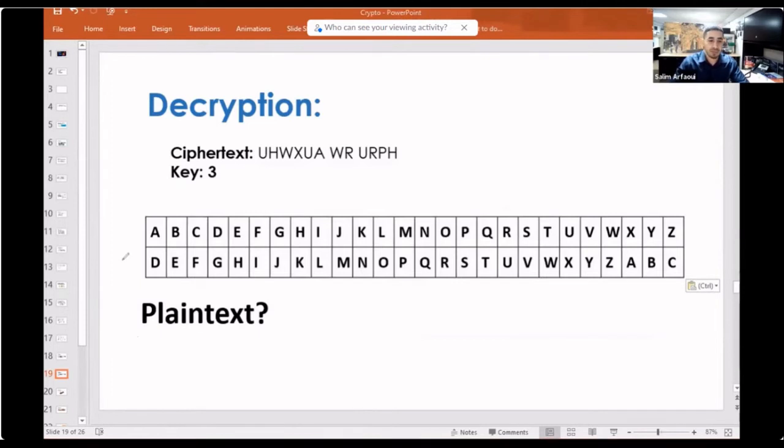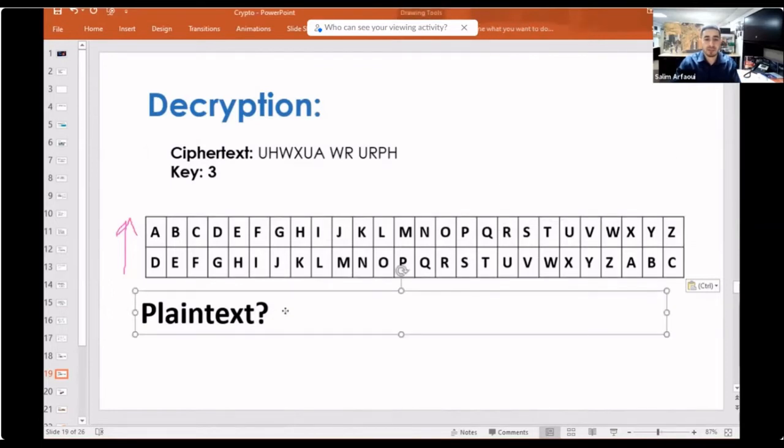Now we're going in this direction, so we're going from cipher to plain. The first character here is U, and U is right here, and it will be turned into R. What's the next character? That is H. H will be turned into E, and W is going to be turned into T. And then X is going to be right here, turned into U. And then U is going to be turned into R. And then A is turned into X. Is it true? No, what?